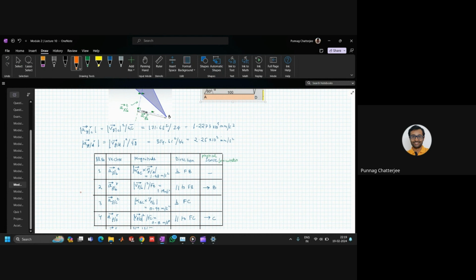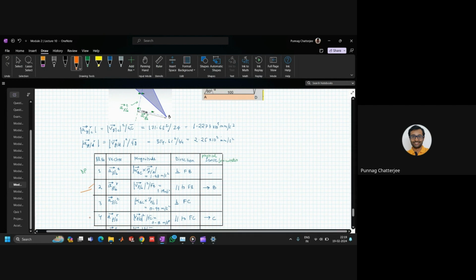Just letting you know, it's the radial part only that we need. The tangential part is kind of optional. Radial part is something, again, which we need. This tangential part is optional.